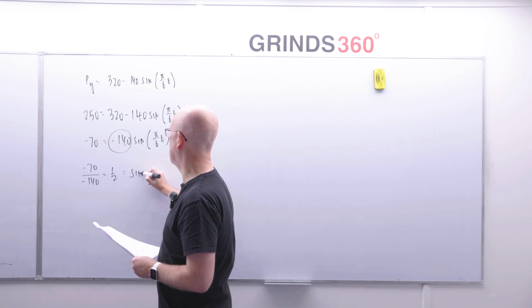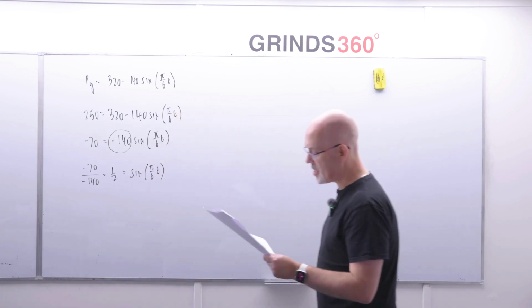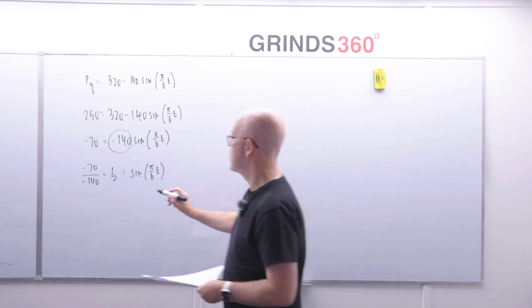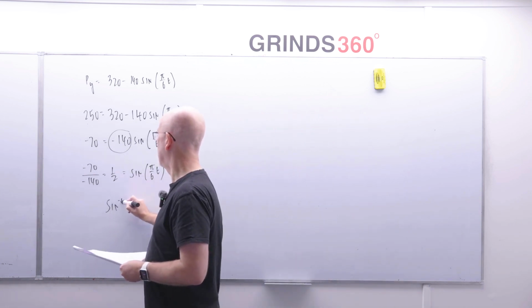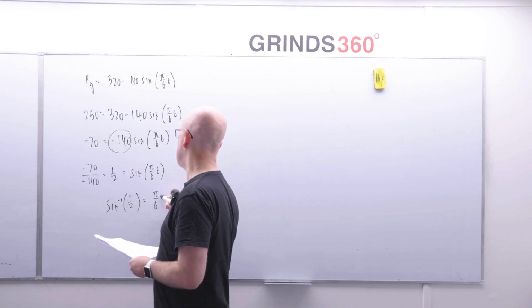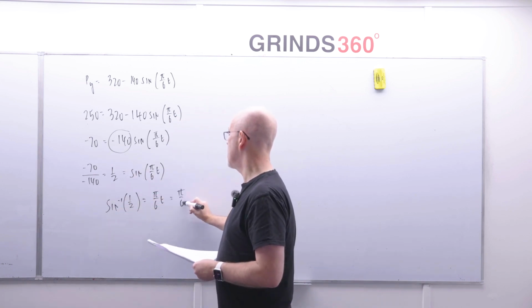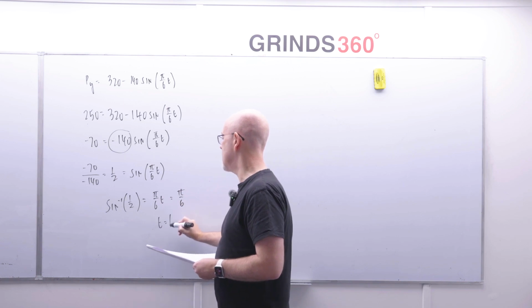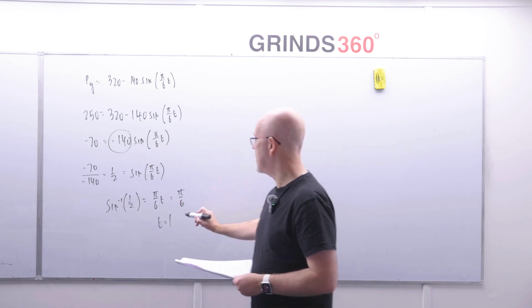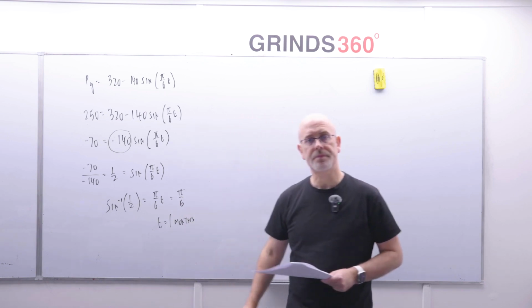That's what's equal to sine pi over 6t. Then if I take the inverse sine of both sides, the inverse sine of a half is equal to just pi over 6t. And if you put that into your calculator, the inverse sine of a half is pi over 6. So when you divide both sides by pi over 6, you get that t is equal to 1. So t is equal to 1, and remember the time is in months.